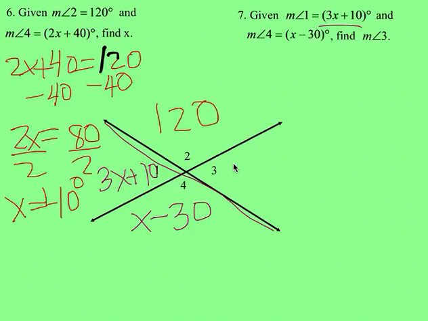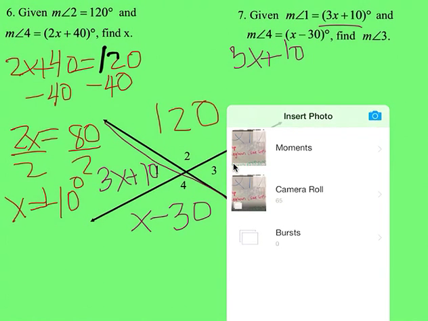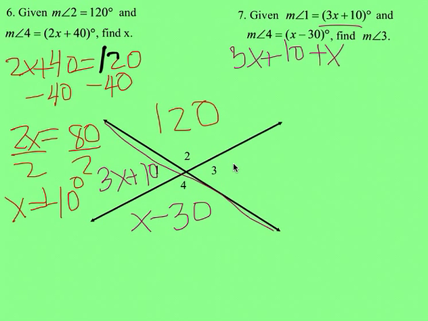So the first thing I always want to ask myself is how are these two angles related? And they are related by being a linear pair. So that means they add up to 180. So we have 3x plus 10 plus x minus 30 is equal to 180.